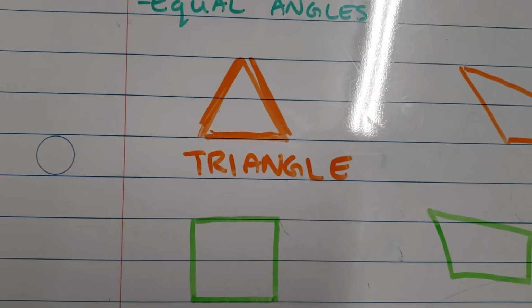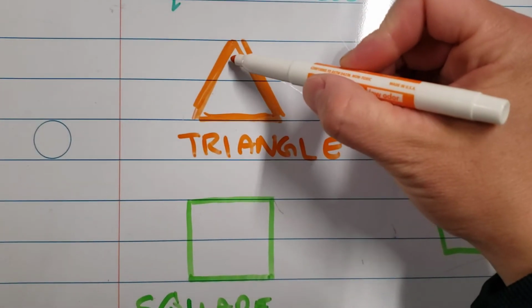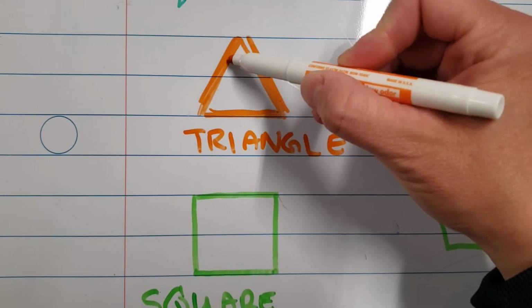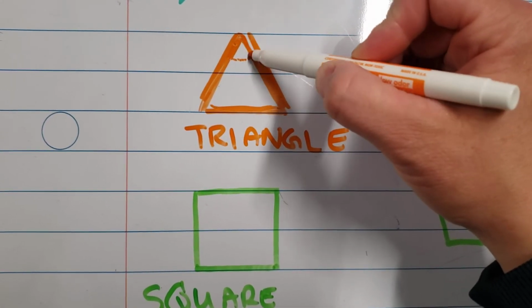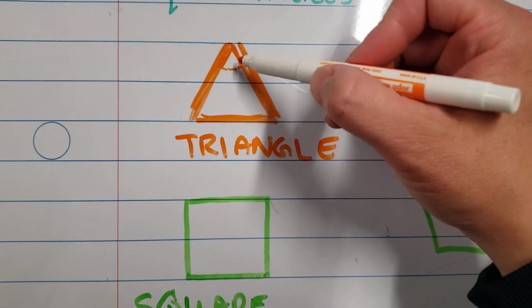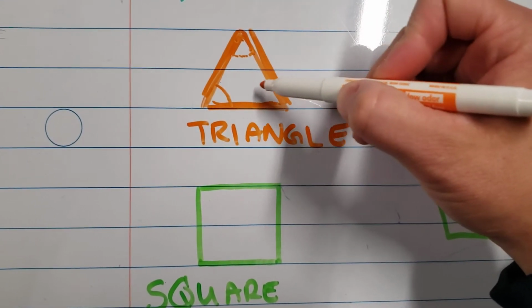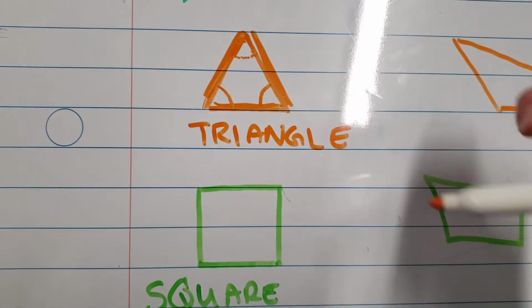When they're talking about angles, this is kind of tricky. What that means is that inside the shape, if I took a little protractor and measured the difference between here and here, that creates an angle. So this angle here is going to be the exact same as this angle here, which is going to be the exact same as this angle down here.